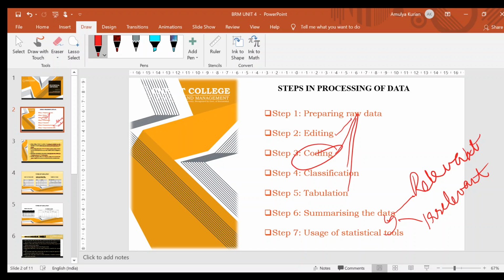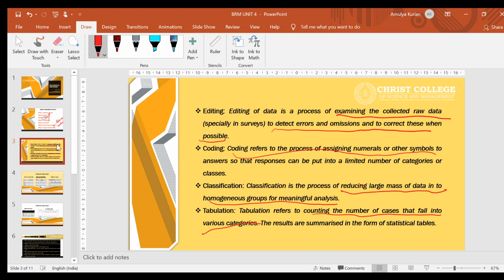So the different tools which are used as statistical tools are frequency distribution, measures of central tendency and measures of dispersion. So the steps in processing of data: first one, prepare the raw data by editing, coding, classification and tabulation. After that, summarize the data and use statistical tools to analyze the data so that it is converted into information. Okay, so this is the definition.